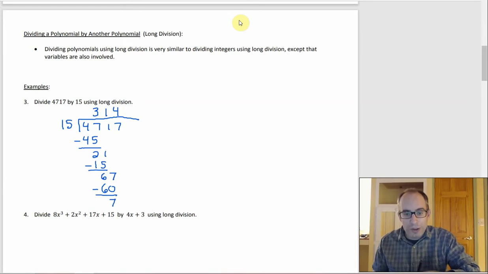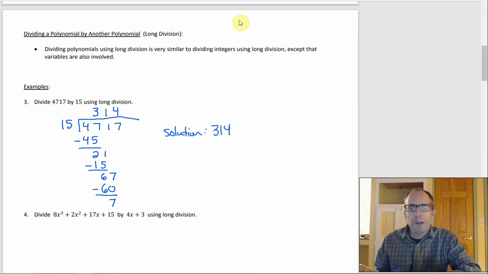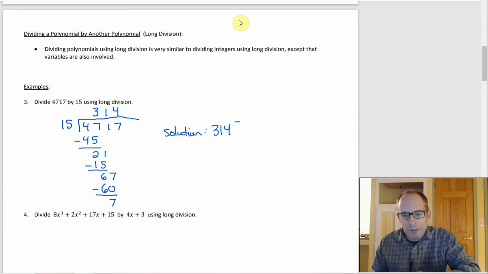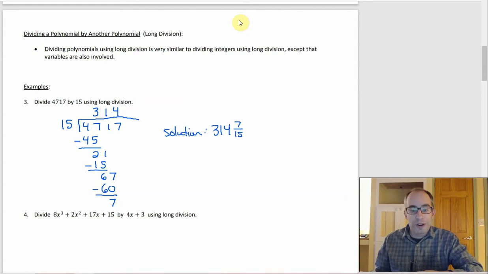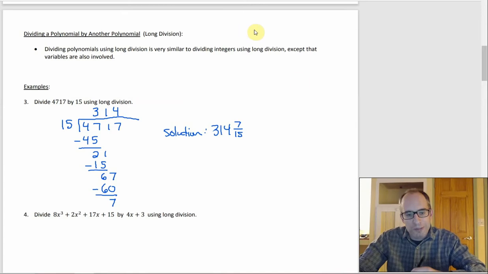So what we end up with for our solution here would be 314, and then there are a couple of ways you could write the remainder. Sometimes you see it with an R7, but I'm going to write it this way. So 314 and 7/15, right? That's the other way of writing it, where you'd say it's the remainder over the divisor, which here is 15. And the reason I'm writing it this way is because that's what it's going to look like when we do it with polynomials. So it'll look pretty similar to this.